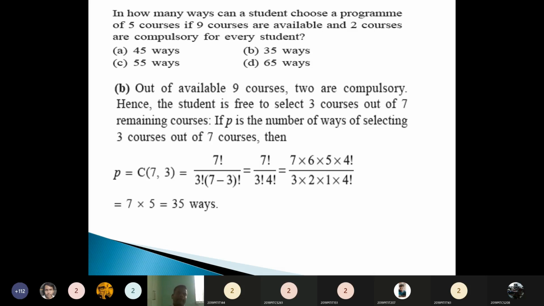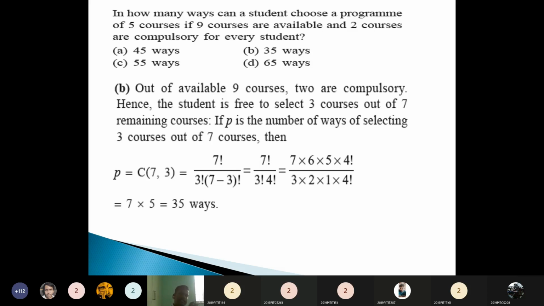Now 2 courses we have to choose compulsorily. That is only one way you can choose those 2 compulsory courses, so you have to omit them. Out of 9, 2 compulsory courses are omitted, since in each selection they should come. So that is one way to choose those 2 compulsory courses. In the remaining 7 courses, you have to choose 3 courses.